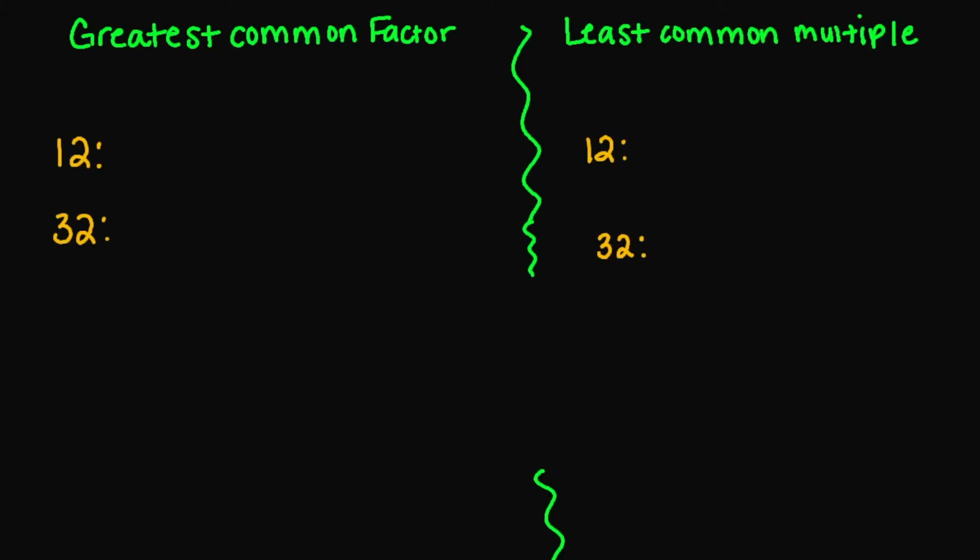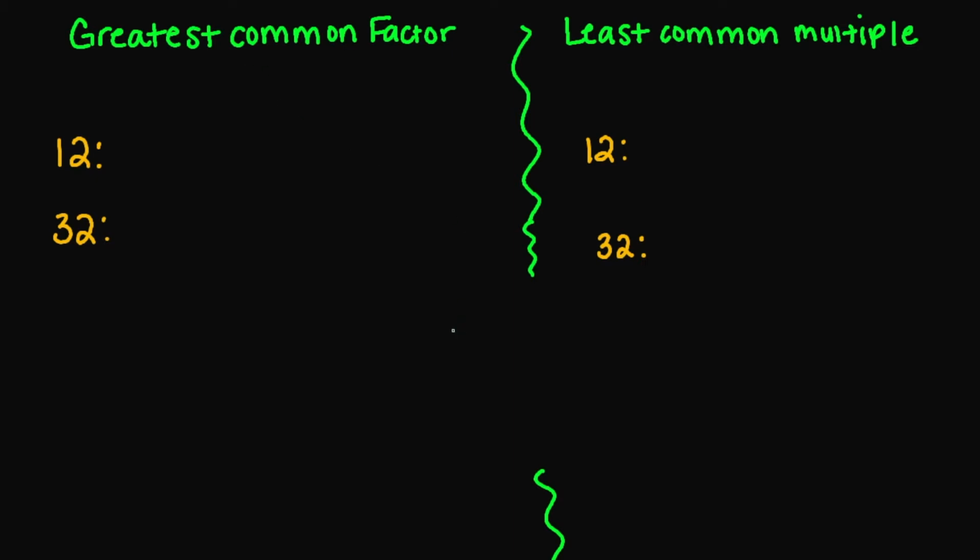Hey guys, welcome back. So today we'll be going over the greatest common factor and the least common multiple using prime factorization. All right, so let's look at our first example. Let's look for the GCF and LCM for the numbers 12 and 32.